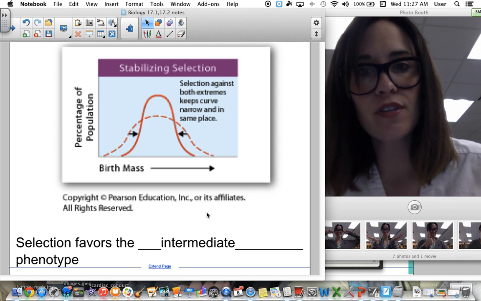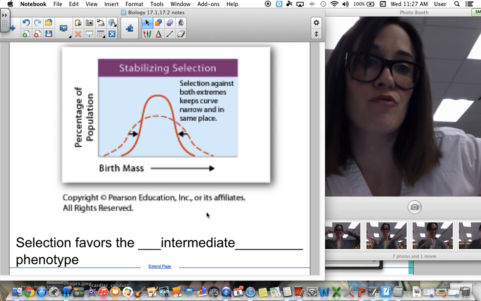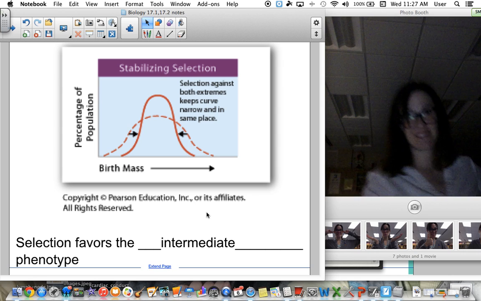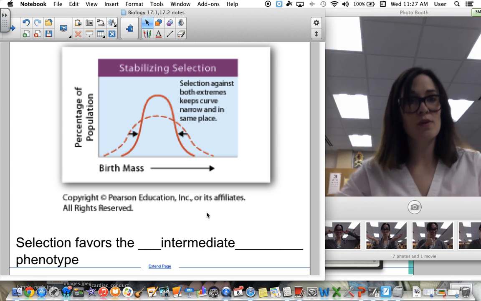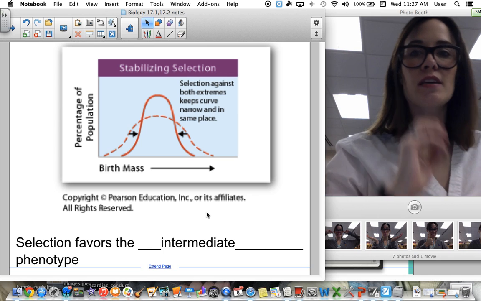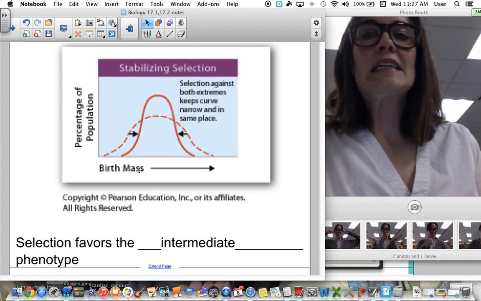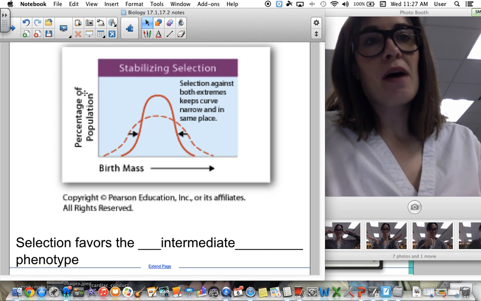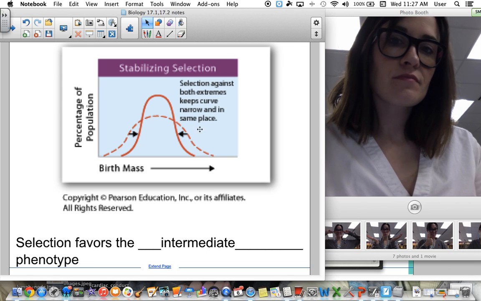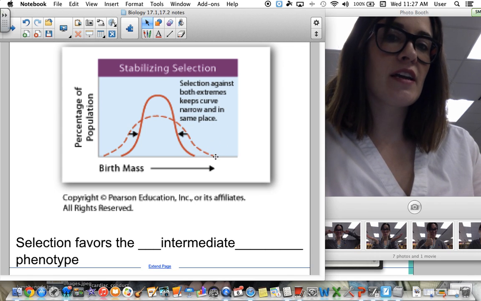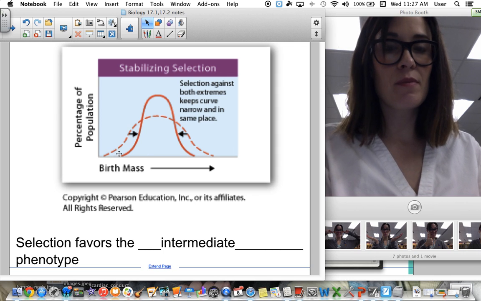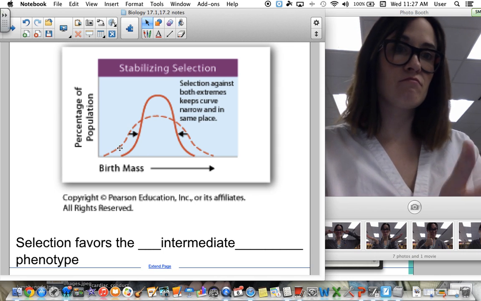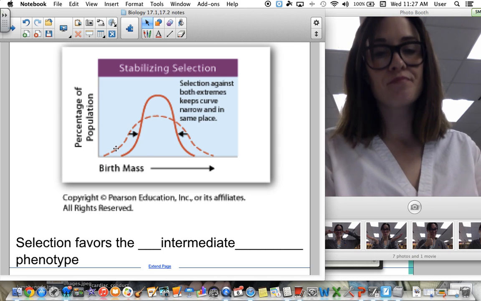And the example your book talks about is birth mass or birth weight. When humans are born, we're talking about their weight when they're born. And this is the percentage of the population. So you can see that right here, babies that are too big are not favored. And babies that are too small are not favored, evolutionarily speaking.